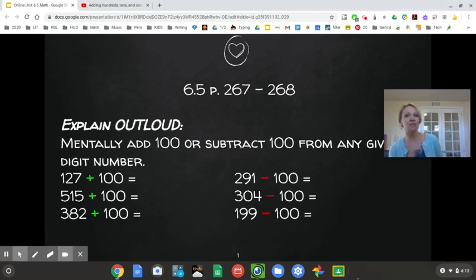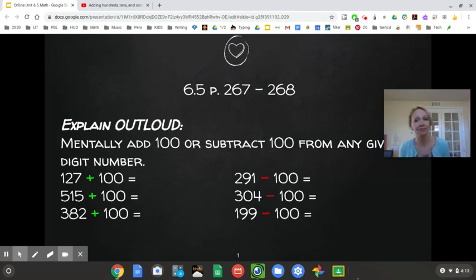We are on 6.5 today, and a lot of it is really just using everything that we know about place value and adding and subtracting numbers. So we're going to have a few word problems that we can work on together, and then I'm going to go ahead and get you started.